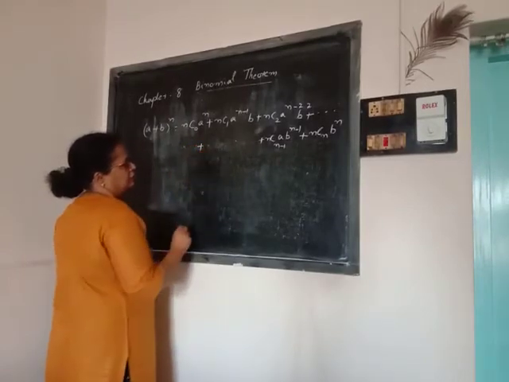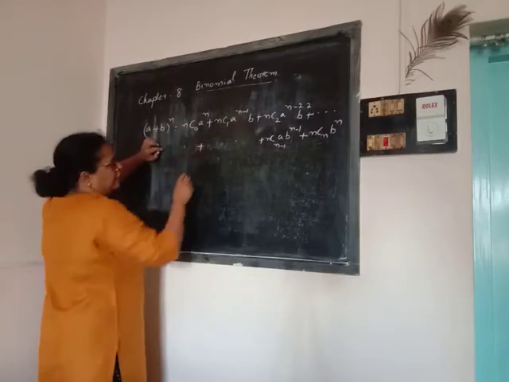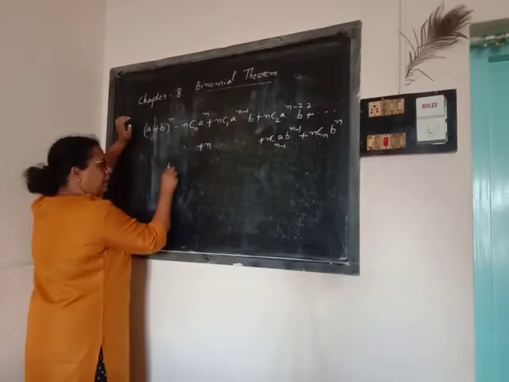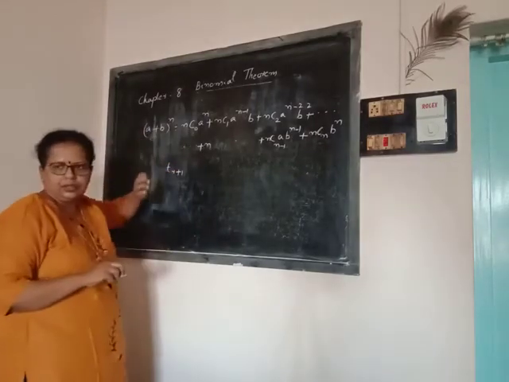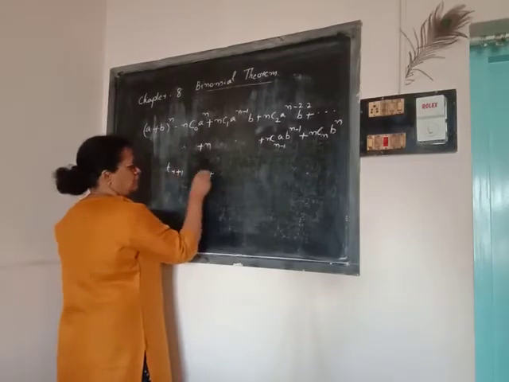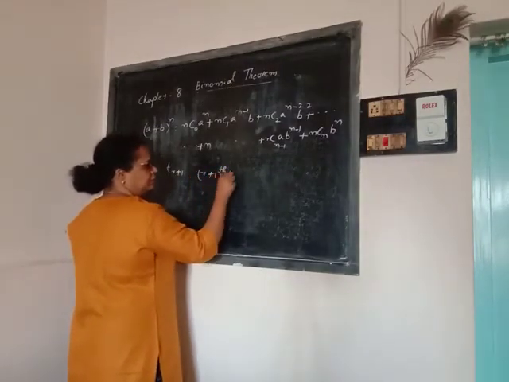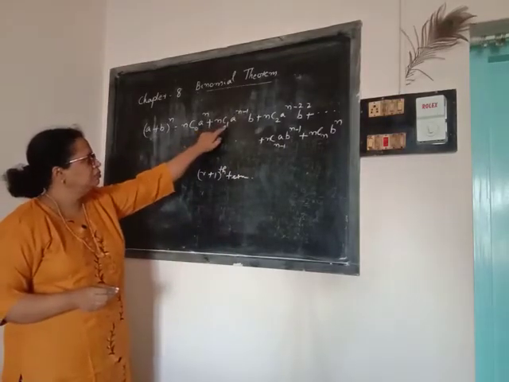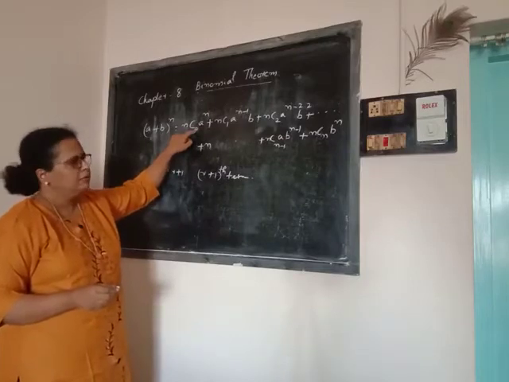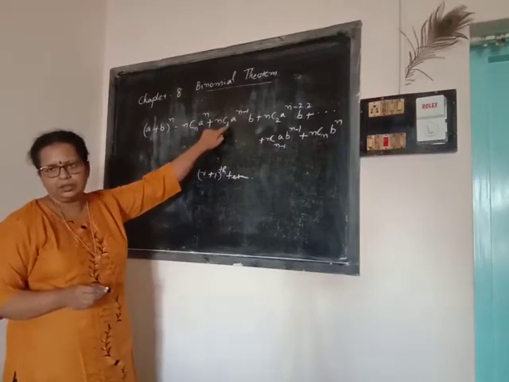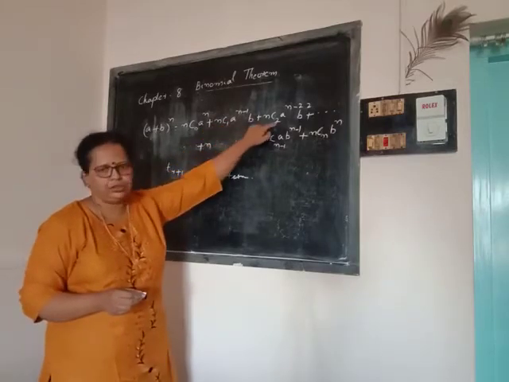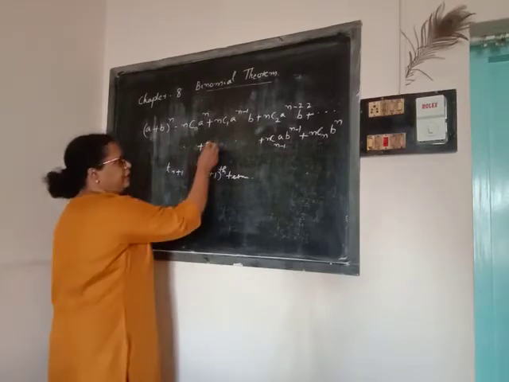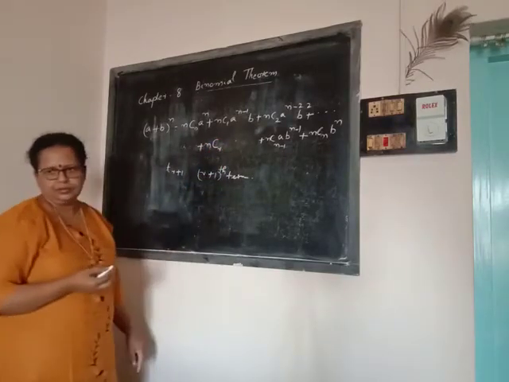So what is the general term in between? Let us write this out. Look here. We are going to write the r plus 1th term. General term is T r plus 1, which means the r plus 1th term. For the first term, it is 0. For the second term, it is 1. Third term, it is 2. So for the r plus 1th term, it should be NCR. Is it?